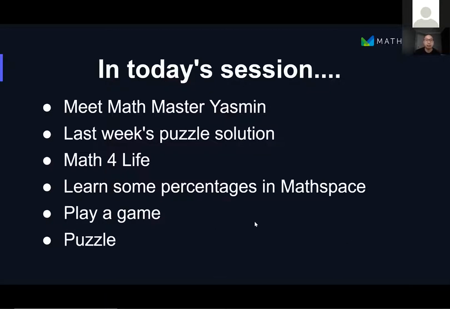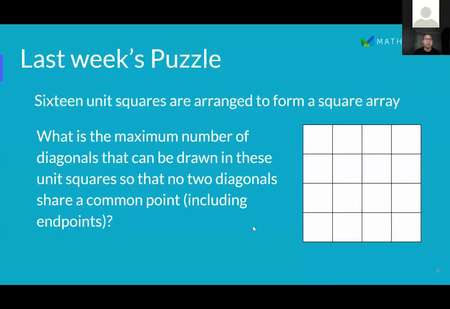Now, today, we're going to start with last week's puzzle, which was you have 16 squares in a big square, and you want to be able to draw some diagonals such that no two diagonals share a common point. And remember, a diagonal is a line from one corner to the opposite corner. So you could go top left to bottom right, or top right to bottom left. Either way works, doesn't really matter.